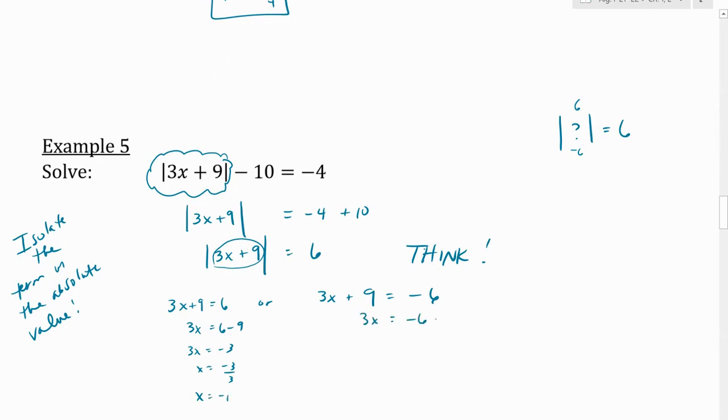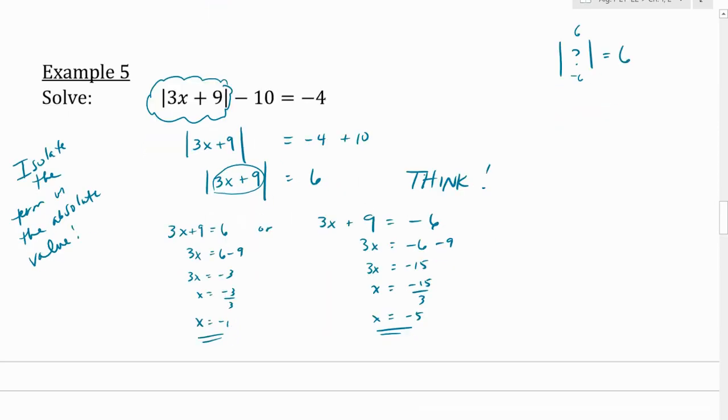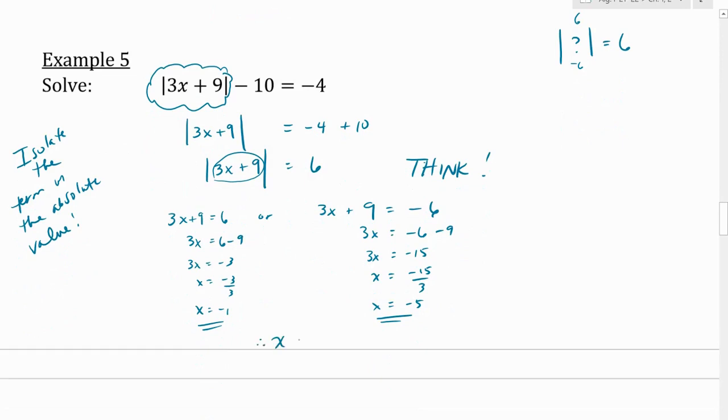Right here, we're going to subtract 9 from both sides. Divide both sides by 3. That's the two things x might be. Therefore, x is either negative 1 or it's negative 5.